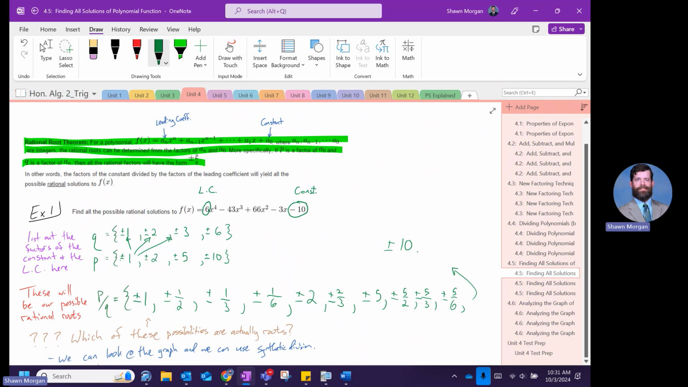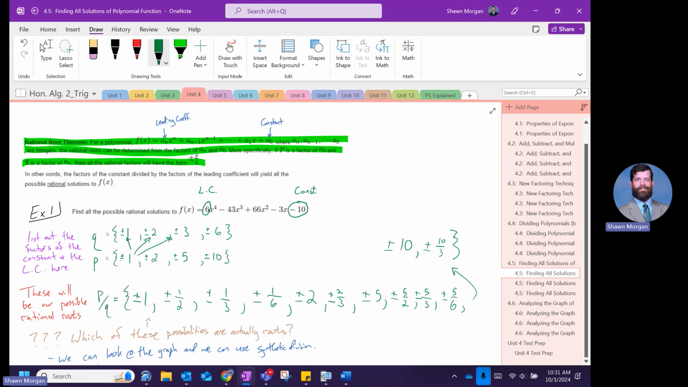10/2 is 5, 10/3. And then 10/6 would be 5/3, which is already on our list. There we go. So there's our full list: 1, 2, 3, 4, 5, 6, 7, 8, 9, 10, 11, 12. Still 24 options.